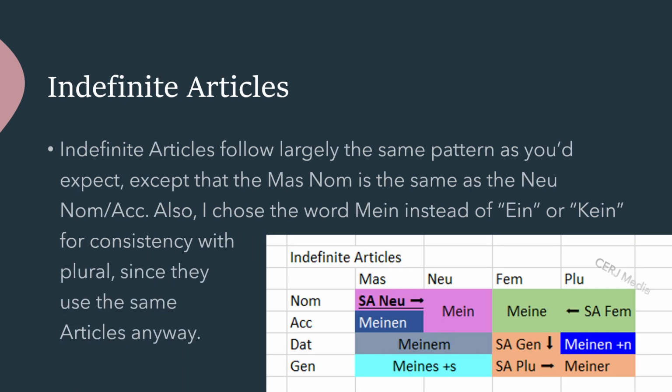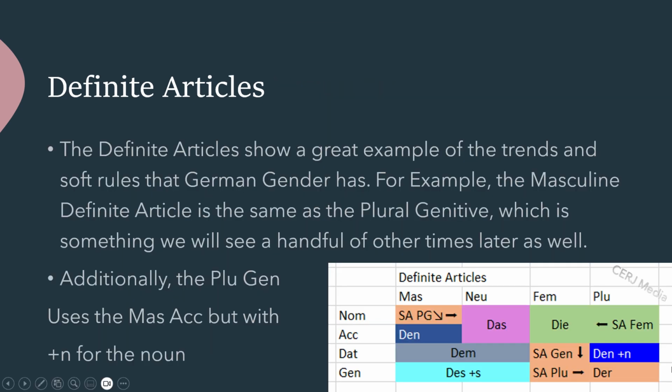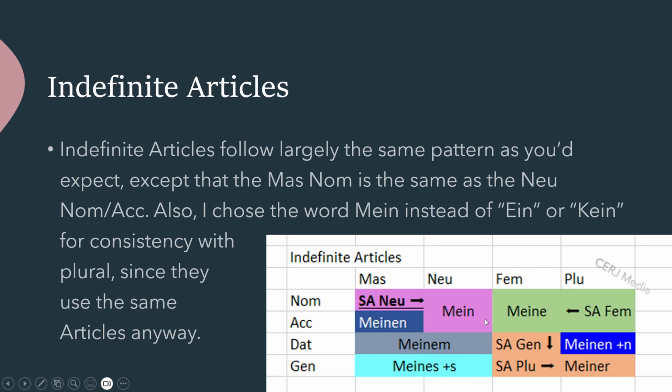So, moving on to indefinite articles. Indefinite articles follow largely the same pattern as you'd expect, except that the masculine nominative is the same as the neuter nominative and accusative. As you can see here, comparing and contrasting, we have das, die, and all of these colors. Just basically remember these colors. But we go here, and all of a sudden the masculine nominative is the same as the neuter. It is not meine, as you might expect it to be. It is mein. So mein Mann, as opposed to meiner Mann.